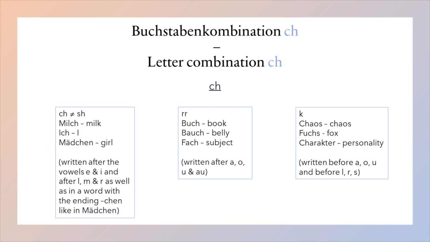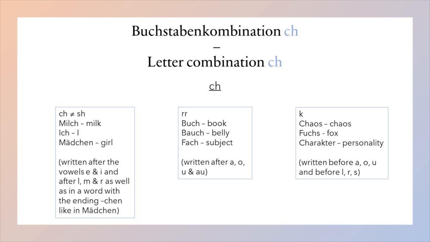The next letter combination is ch, and ch has three ways of reading it. One way is like sh, and we use it as sh when it is placed after the vowels e and i, and after the consonants l, m and r, as well as an ending chen. Here are a few examples. Milch, milk, ich, I, Mädchen, girl.